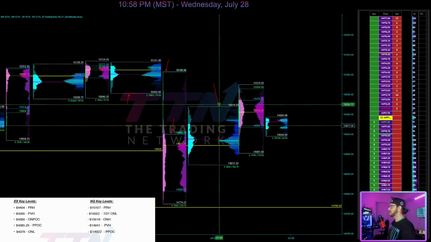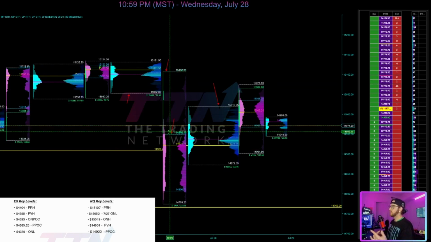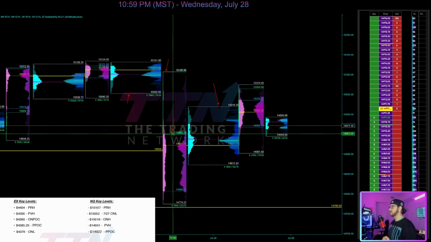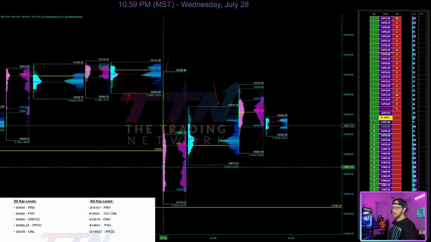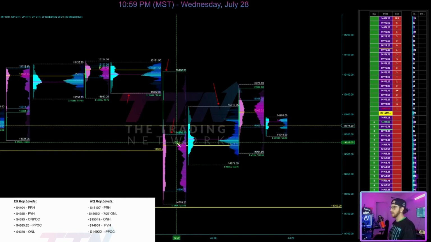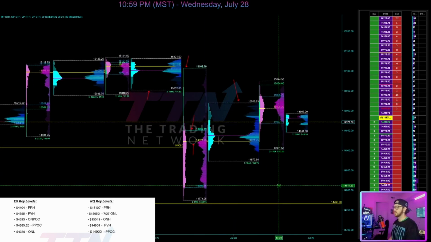Followed up by 14,950, which was yesterday's value area high. You can see that also coinciding with yesterday's initial balance low, which, for those of you not familiar, is the low of the opening 1 hour range. And last but not least, I was looking at the prior POC once more at 14,921 on NQ.